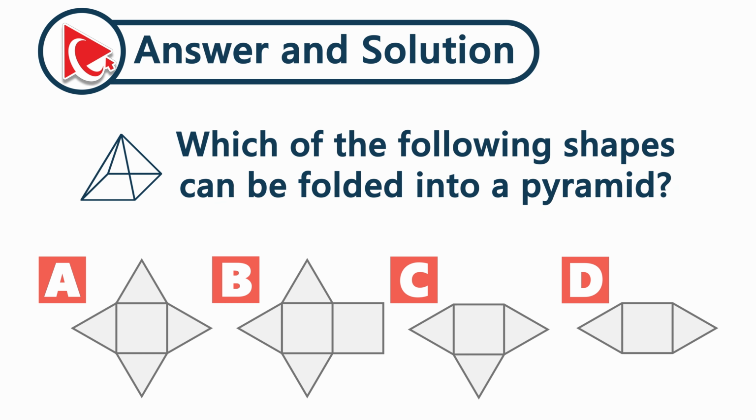If you have selected option A, you nailed it. Why? This is the perfect square in the center and the triangle on each side. Just what's needed to fold a proper pyramid.